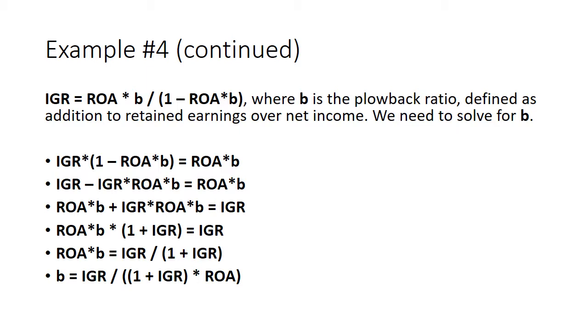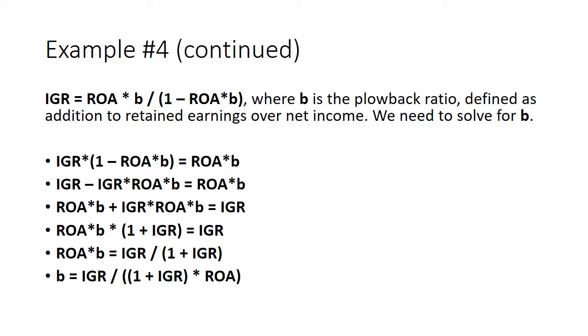And now my next goal would be to get B on the same side. All the terms that contain B, I want to get them on the same side. And the way I do that is I simply add IGR times ROA times B to both sides. And when I do that, it's going to go away on one side and show up as positive on the other. It's going to go away because it cancels with the negative. And so then I'm going to reverse the order here. I'm just flopping around the equal sign, which is totally perfectly allowable.